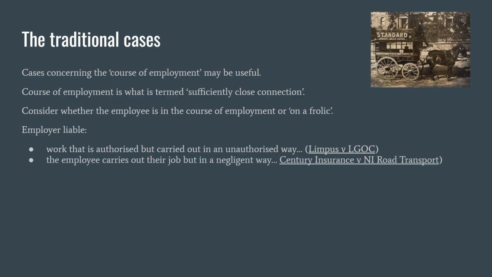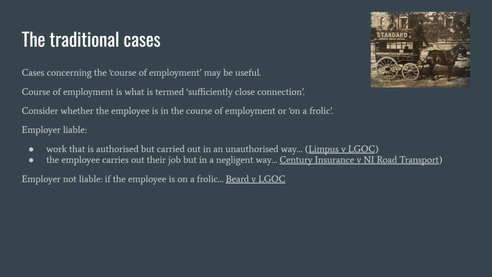The second time the employer will be liable is where the employee is carrying out their job but doing it in a negligent way. And in the Century Insurance case, a petrol tanker driver negligently set fire to petrol at a petrol station, and the employer was found to be vicariously liable because they were doing their job, transferring the petrol from the tanker, but to smoke, which is what they were doing, was negligent, and the employer was found to be liable for that.